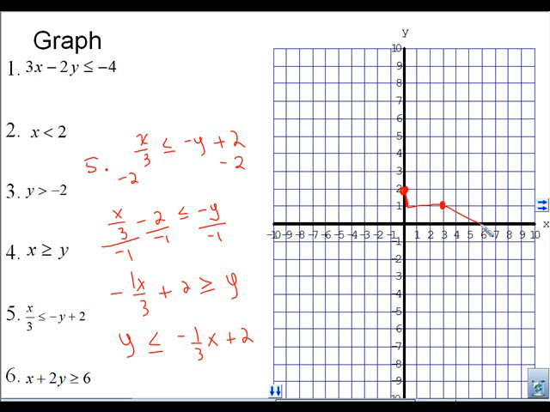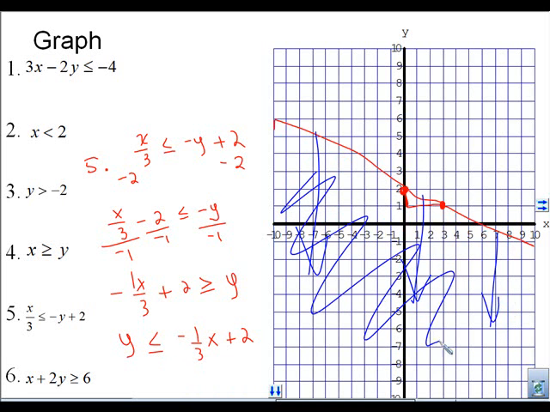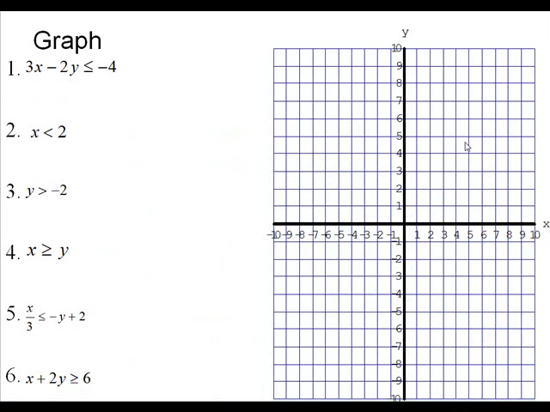What kind of line are we going to have? Well, it's going to be solid. Where are we going to shade? Well, if it's less than, we're going to shade below the line. So we're going to shade this area right here. Okay. Let's take a look at number 6.